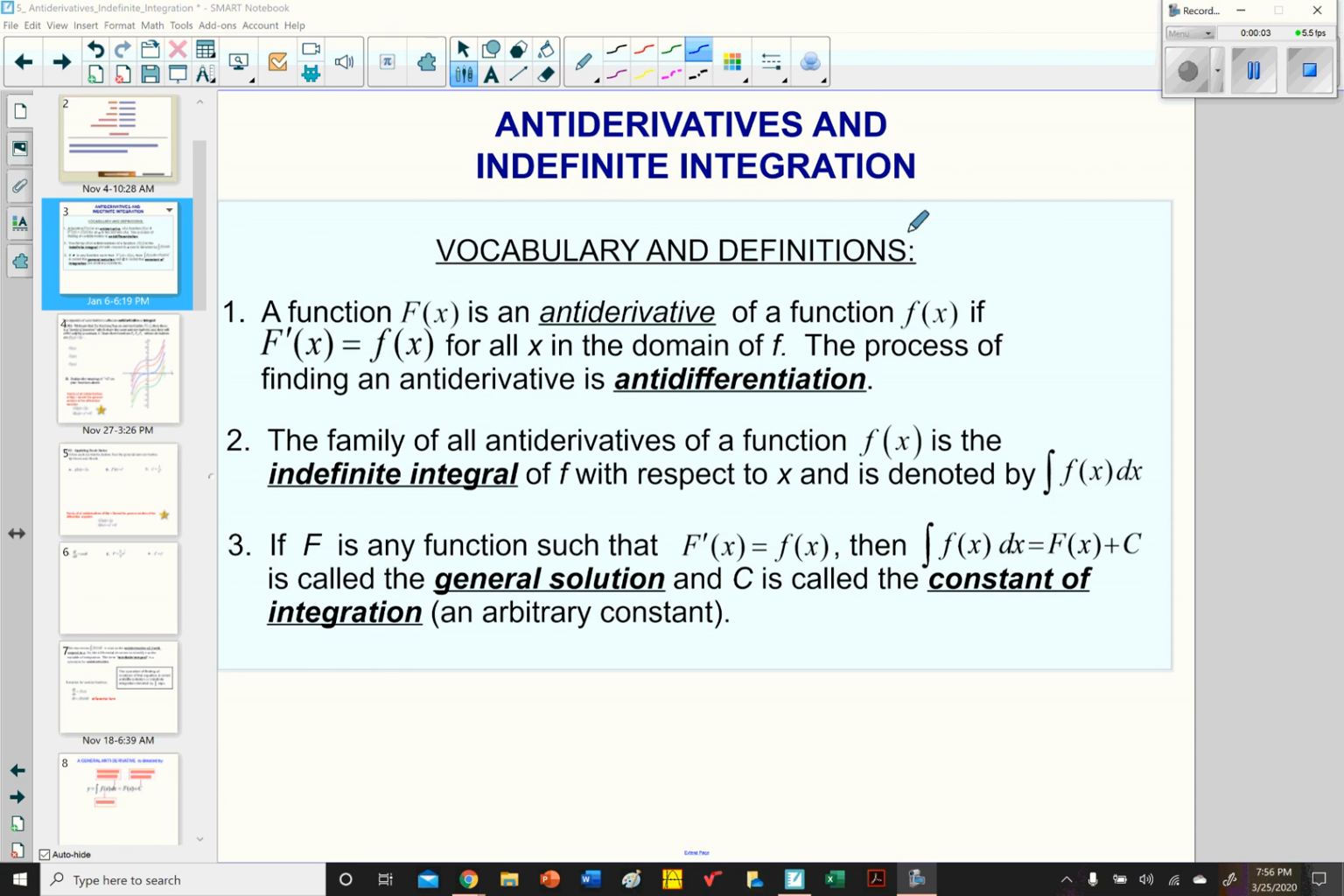This is our fifth lesson in Unit 6. We're going to talk about antiderivatives and indefinite integration. We're going to talk about the process of finding an antiderivative, which is called antidifferentiation. The family of all antiderivatives for some function is called the indefinite integral of a function. And we're going to look at the function where there's a general solution with a constant of integration.